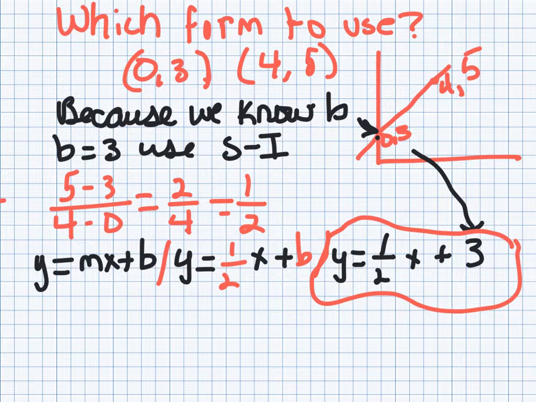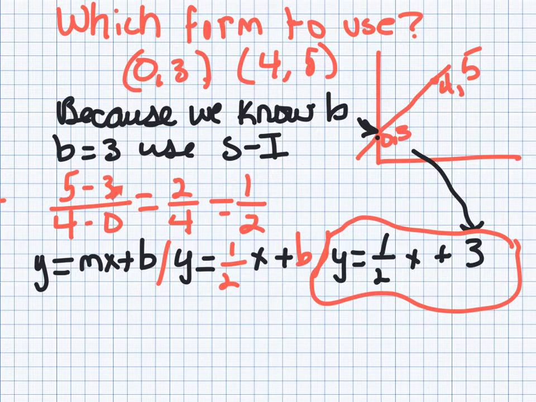How do you know which form to use? In this example from the book, the coordinates are (0, 3) and (4, 5). Here's my (0, 3) coordinate and my (4, 5) coordinate. I can see that x is 0, so the line is crossing the y-axis right here, and it is 3. Since I know b, where the line crosses the y-axis, I can use the slope-intercept form. And so I plug in my numbers to find my slope.